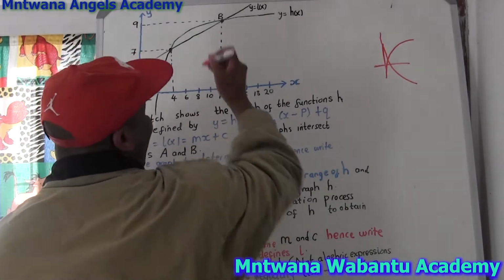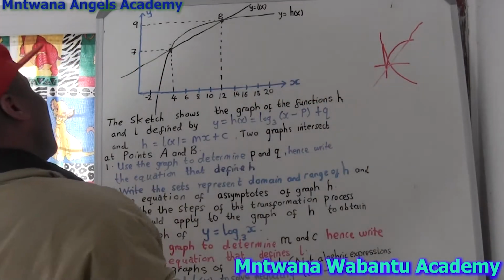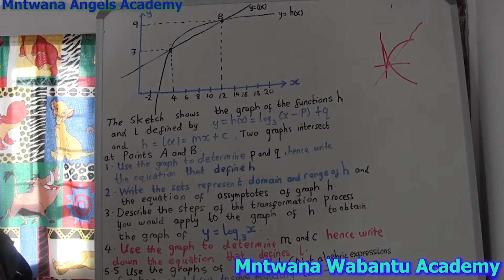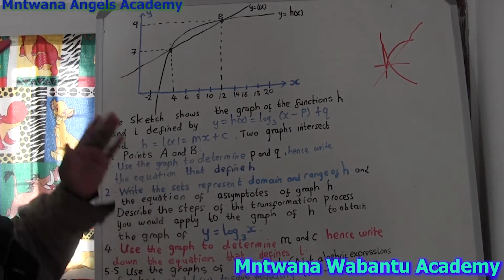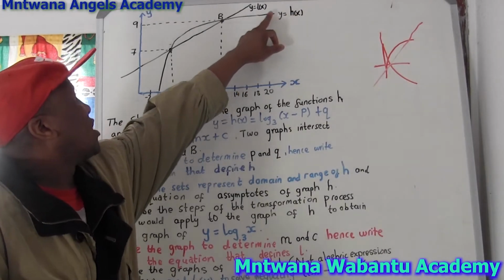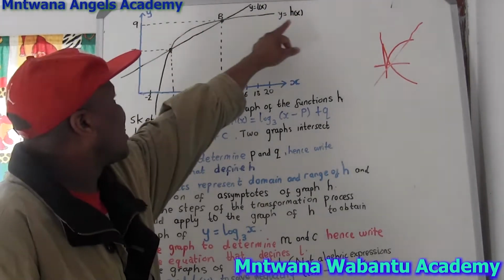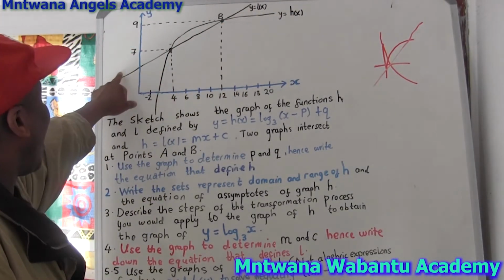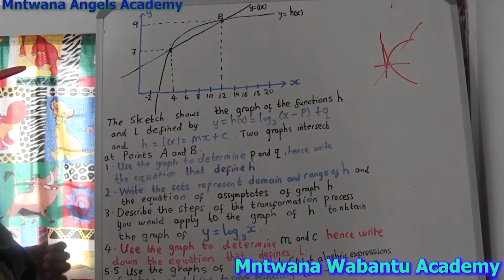Now, also we have a straight line. So there's a straight line here. Okay, now, what do they want us to do? They say the sketch shows the graph of the function h. And this is h. See, this logarithmic is h, y equal to ln. So what do they want us to do?